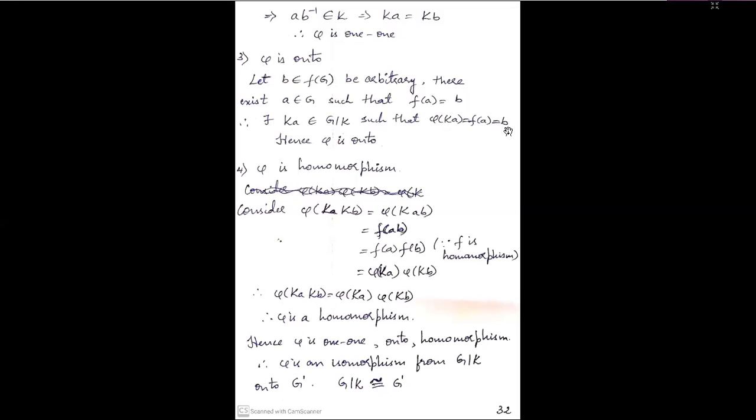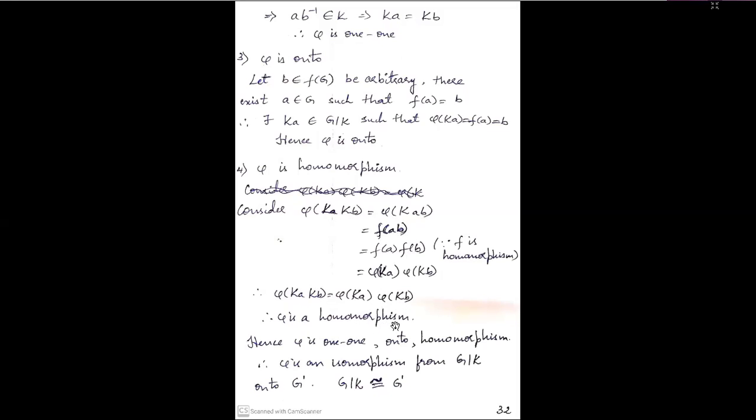Hence phi is onto. The next thing we have to prove is that phi is a homomorphism. So consider phi(Ka into Kb). This is equal to phi(Kab) by the properties of cosets, or by the definition of quotient group. So this is equal to f(ab) by how we have defined the mapping phi, and this is equal to f(a) into f(b), as f is a homomorphism. f(a) is nothing but phi(Ka), and f(b) is equal to phi(Kb). Therefore, phi(Ka Kb) is equal to phi(Ka) into phi(Kb). Therefore, phi is a homomorphism.